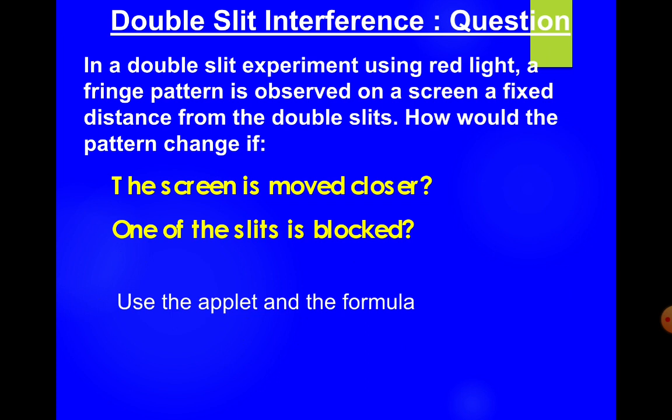We can look at what is going to happen when the screen is moved closer or when one of the slits is blocked. It's interesting to know. You can look at the applet and the formula. How should we do that?